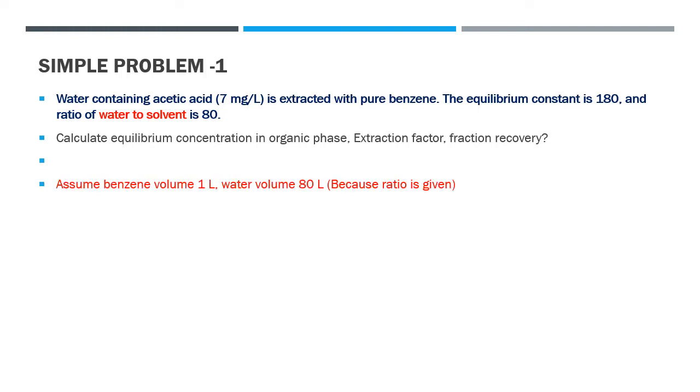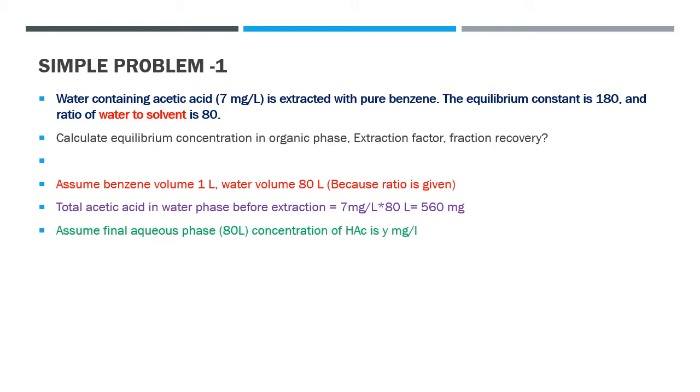Before we solve this case, we assume the volume of benzene is 1 liter and the water phase volume is 80 liters, because we already know the ratio. The total acetic acid in the water phase before any extraction is 7 milligram per liter into 80 liter, that is 560 milligram. Once the extraction is over, the phases have reached equilibrium. We don't know the concentration, so we assume the final aqueous phase concentration, that is the 80 liter phase concentration, is Y milligram per liter.